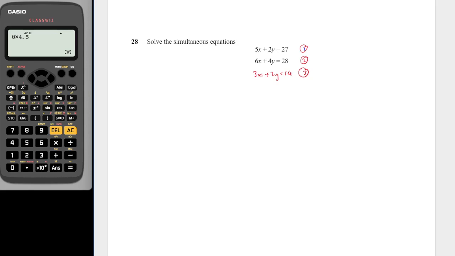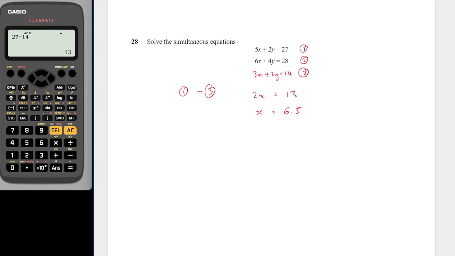From there, I'm going to subtract one from the other. I'm going to do equation 1 minus equation 3. That will give me 5x minus 3x, which is 2x, and then 27 minus 14, which is 13. Double check: 27 minus 14 is 13. So that means x is equal to 13 over 2, or 6.5.